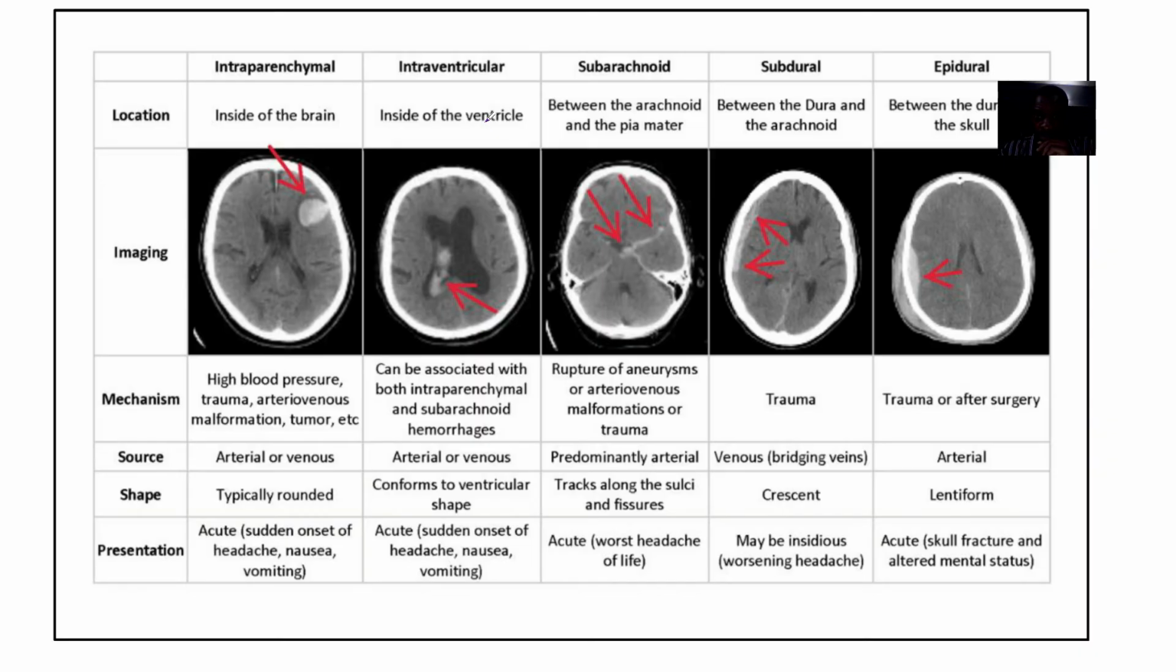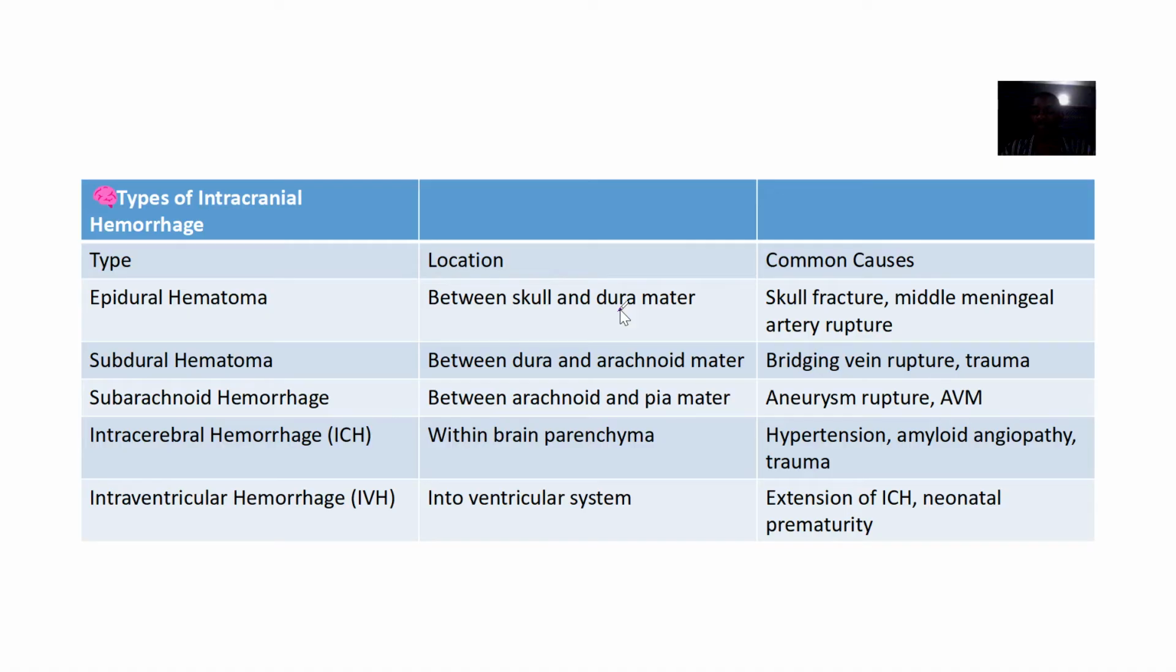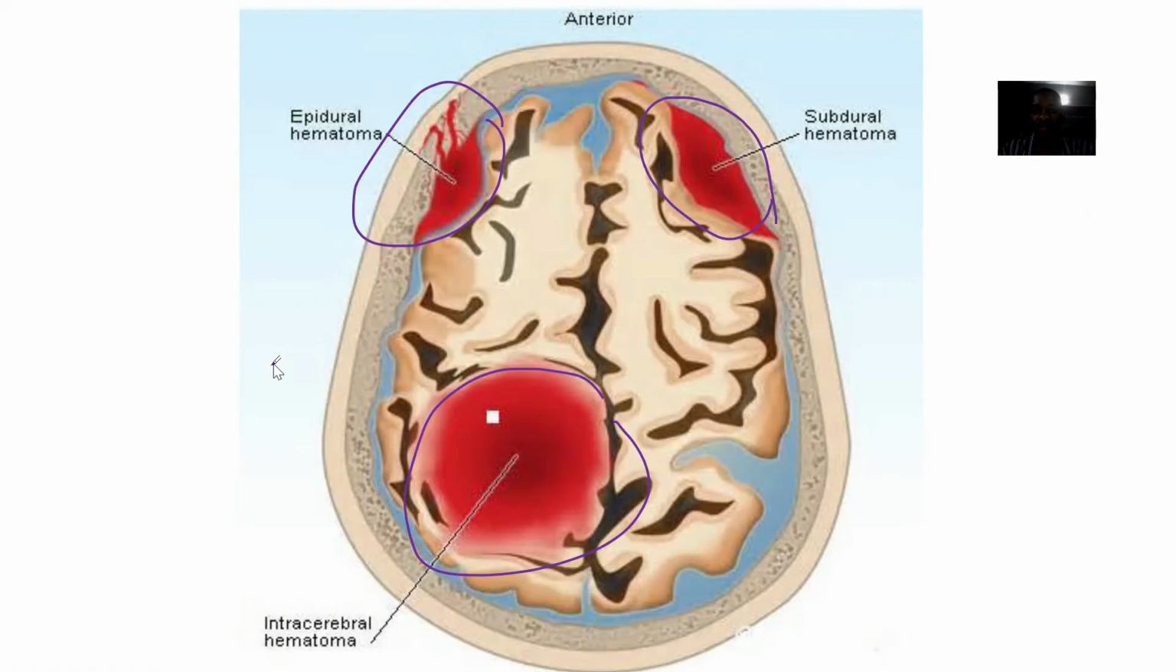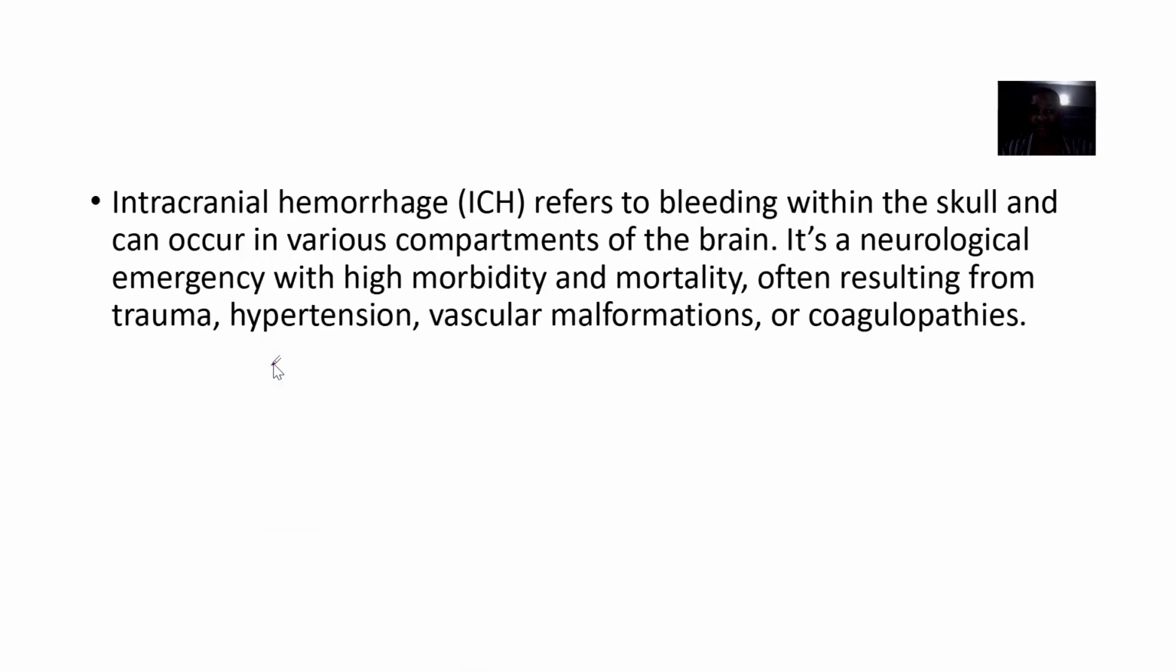So you can see it, and you get to see that mostly imaging is what we use to diagnose these issues. So for intracranial hemorrhage, for the types, we have things like the epidural. You can see this is the epidural hemorrhage, the first one there.